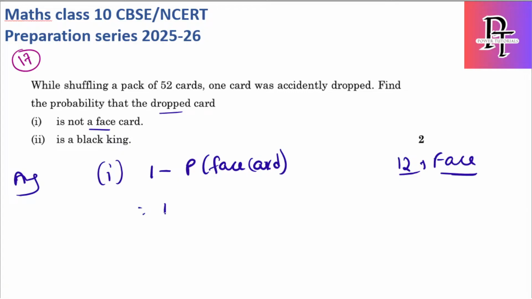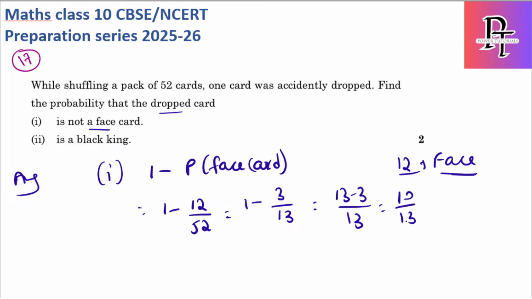So it is simple, 1 minus face card. I told you a total of 12 face cards are present out of 52. So it is 1 minus 12/52. If I divide by 4, 4 threes are 12, 4 thirteens are 52, it is 1 minus 3/13, which is 10/13. Okay, second is a black king.